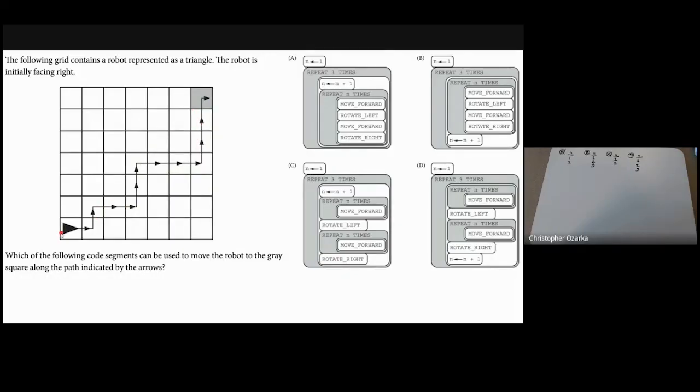There's a pattern that it follows. It literally goes forward once, turns, goes forward once. Then it turns and goes forward twice, and then turns and goes forward twice. Then it turns and goes forward 3 times, and then turns and goes forward 3 times. So it literally goes 1, and then 2, and then 3. So it moves once, then it moves twice, and then it moves 3 times to get to where it's at.